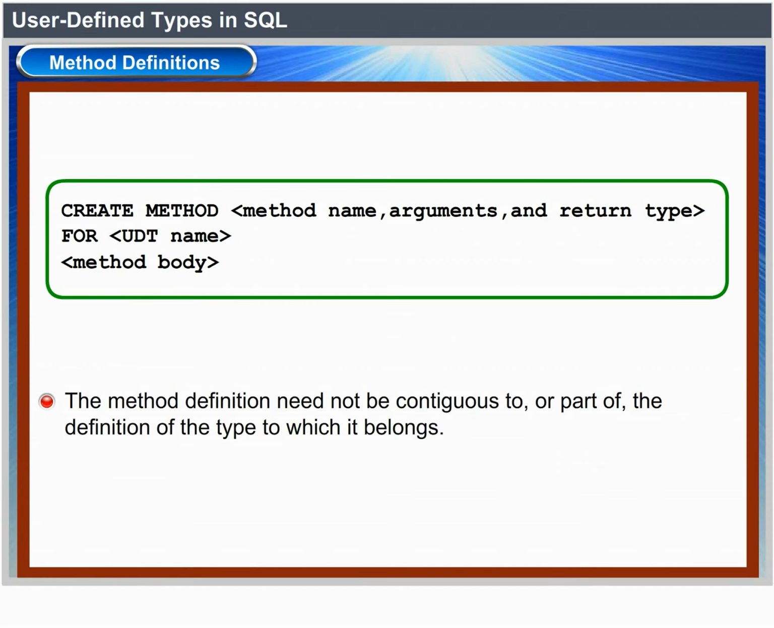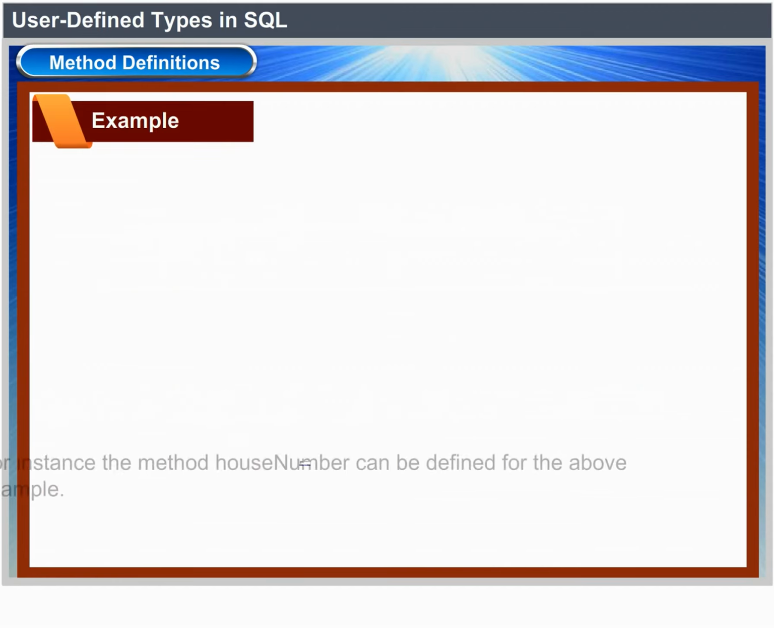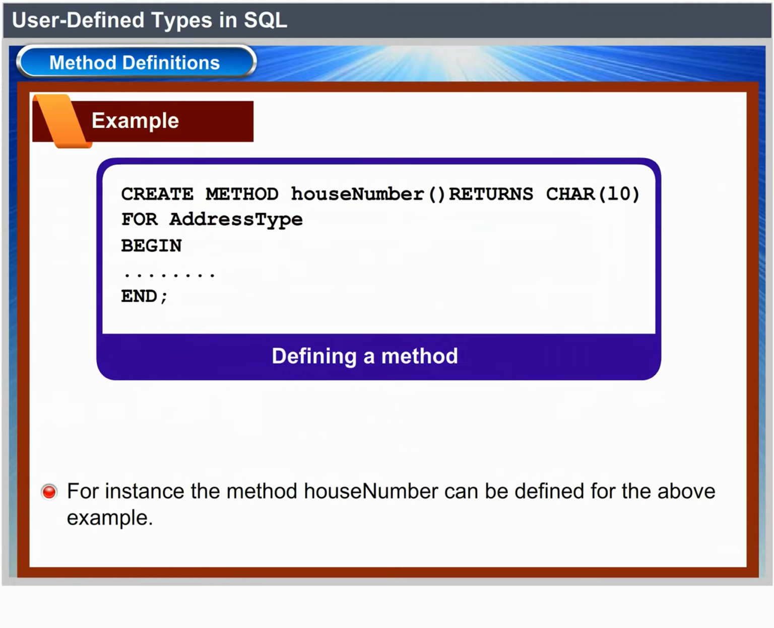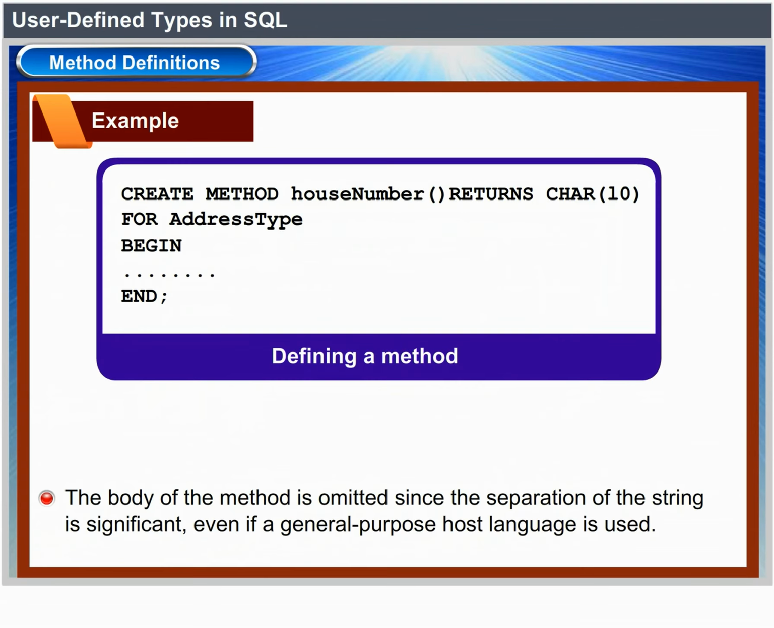Example: for instance, we could define the method house number from the above example. We have omitted the body of the method because accomplishing the intended separation of the string is non-trivial even if a general purpose host language is used.